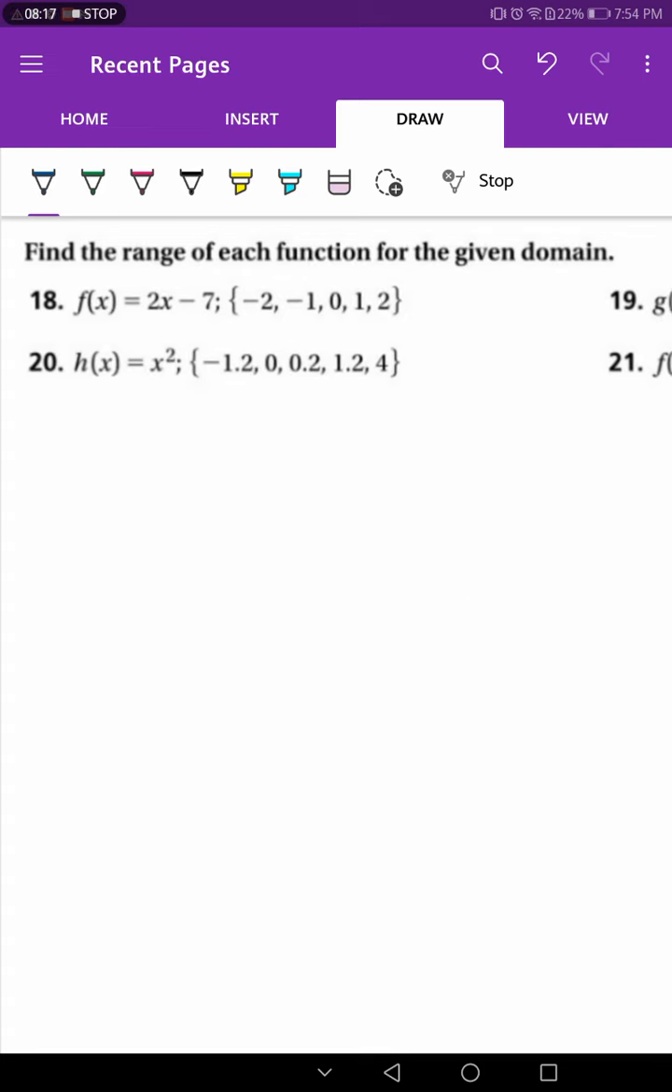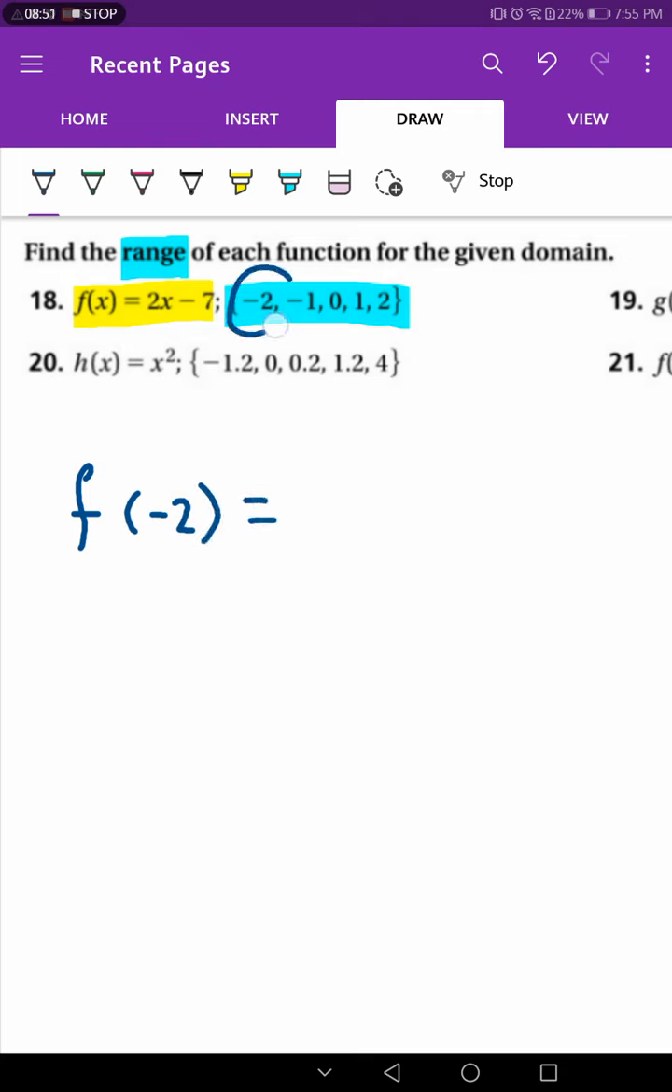Okay, the second part here: find the range of each function for the given domain. So he gives me the function and the domain and asks me to find the range, and I know the range is the y values, so it is the output of the function. So what I have to do, I draw a table. I can do it like this. I will find f of -2. Then, okay, this is -2. I'm finished. I will find f of -1.